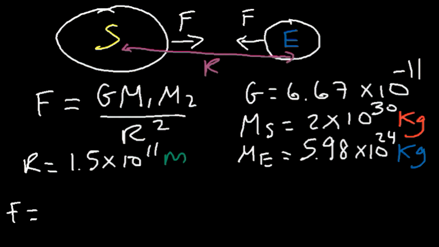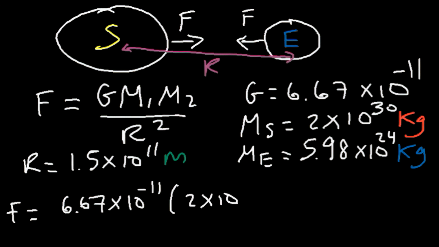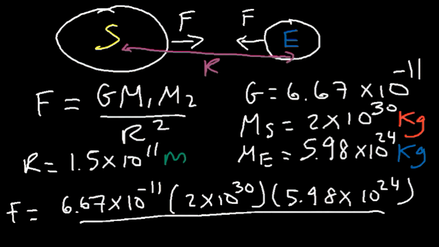So all we got to do is plug in these numbers. So we have G, we have the mass of the sun, that's 2 times 10 to the 30, and the mass of the earth, divided by the distance between them. And don't forget to square it. Now let's type this in.